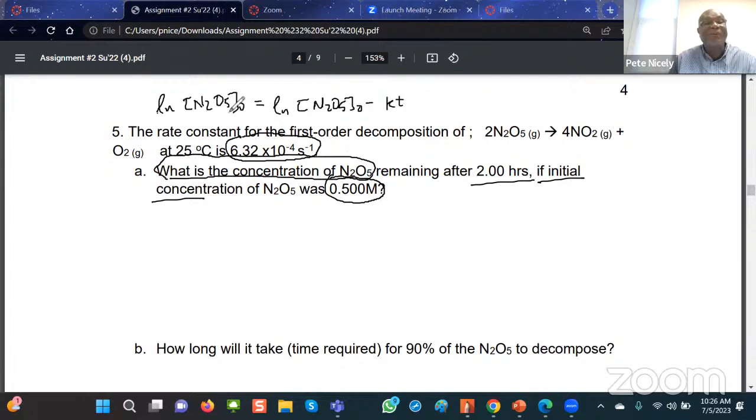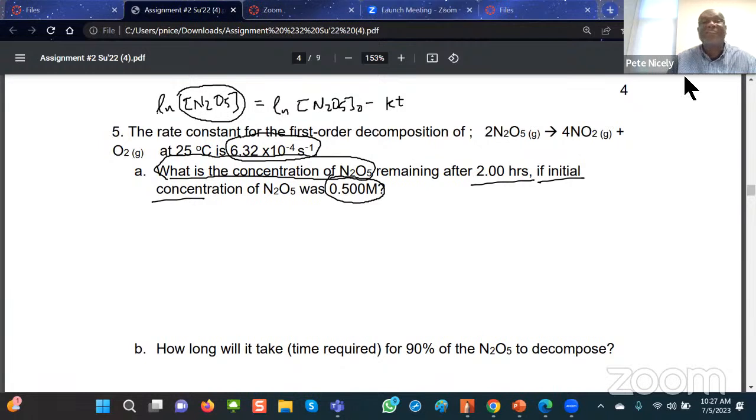So basically what the question is asking for, and I just realized I made an error here. There should be no 0 here, right? That is the concentration of N2O5 at time t, all right? So what the question is actually asking for is this right here, right? The concentration of N2O5.